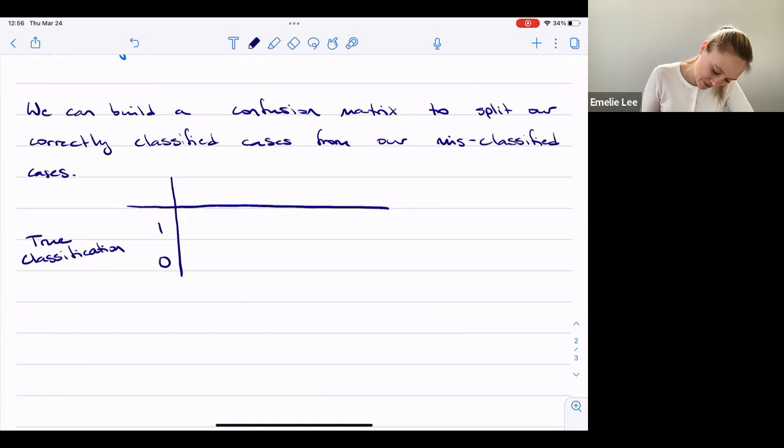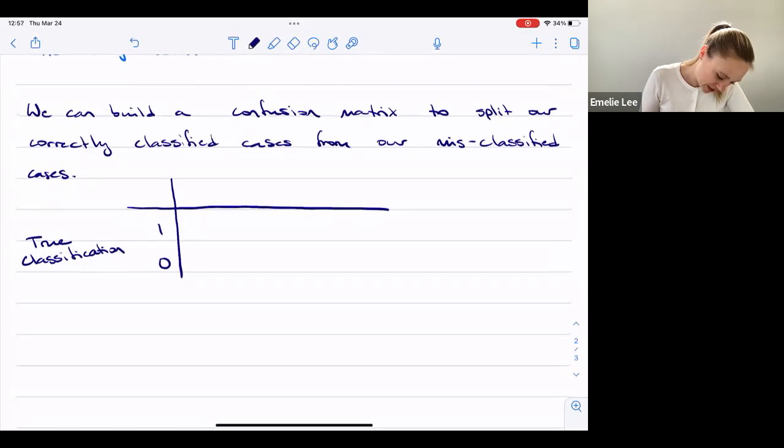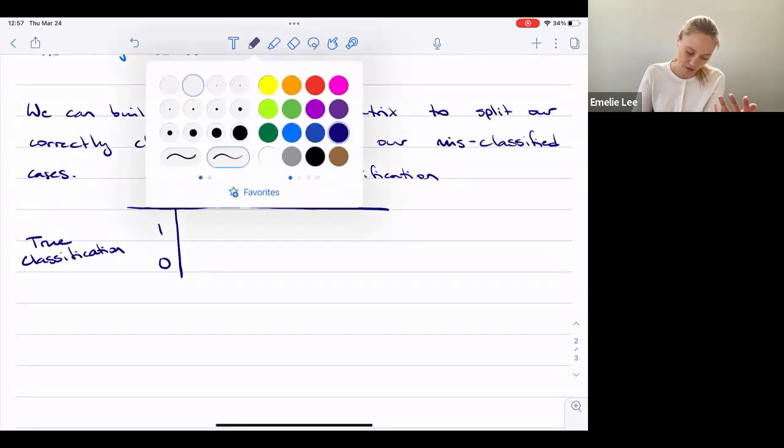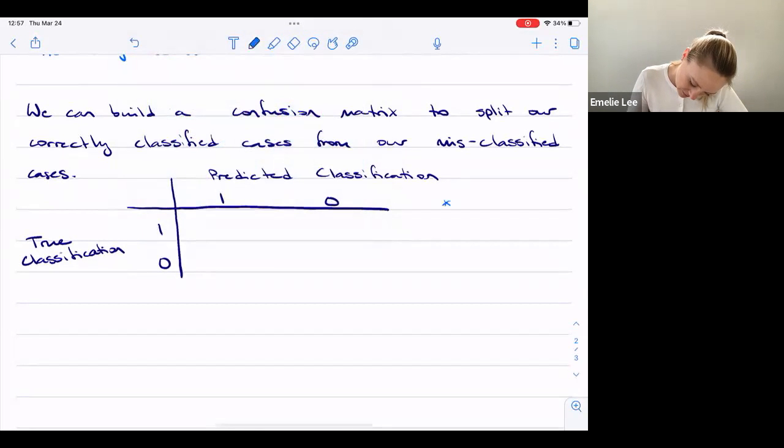we've got our true classification and we've got our predicted classification. Our predicted classification can either be a 1 or a 0. And of course, how we predict these is going to depend on our cutoff, right? So our confusion matrix will change depending on our cutoff. Now I want to make a note of that here.